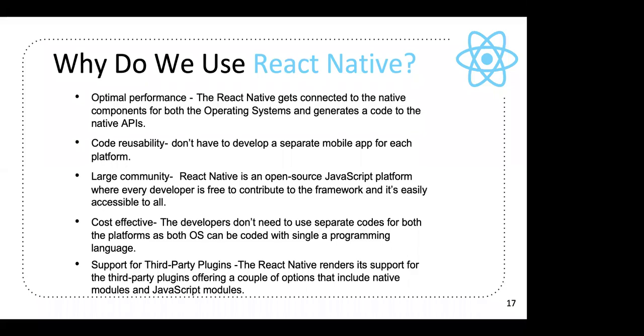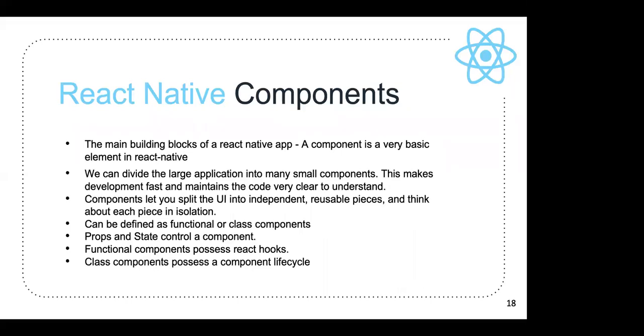And this supports third-party plugins. That means if we want to access our camera or a GPS location, we are simply using those plugins to access those native components. So I think you got the basic idea about what React Native is, how it came to the industry, and why we need to use React Native as a mobile application development language or a framework. So now we have the basic idea.